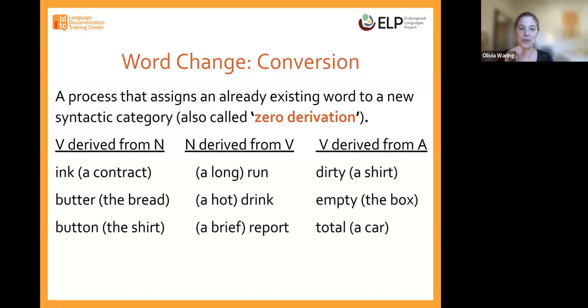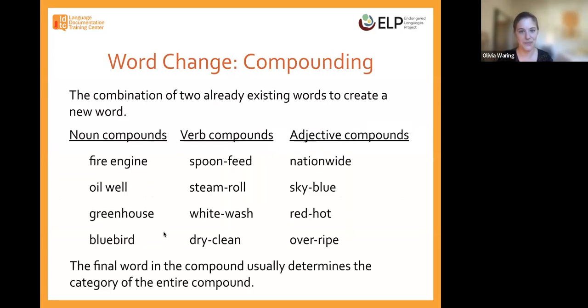We also have conversion, another word changing process, which is where you don't actually add any affixes, but you take an existing word and you assign a new syntactic category to it. So for example, we think of the word ink as being a noun, right? The ink that's in my pen, but it can be used in English as a verb. I'm going to go ahead and ink this contract. I'm going to put the ink on it and therefore sign it. Run, typically a verb, but it can also be a noun. I go on a run, right? Or if you have the adjective dirty, I can then make that into a verb. I am going to dirty the car, or the shirt, or something. So there's this fluidity between parts of speech that is a function of conversion.